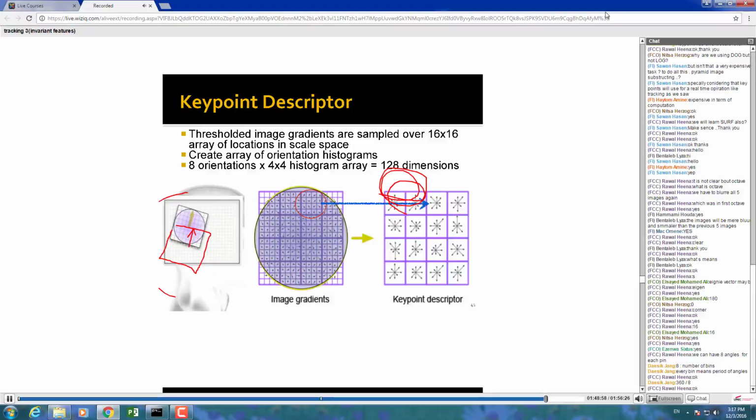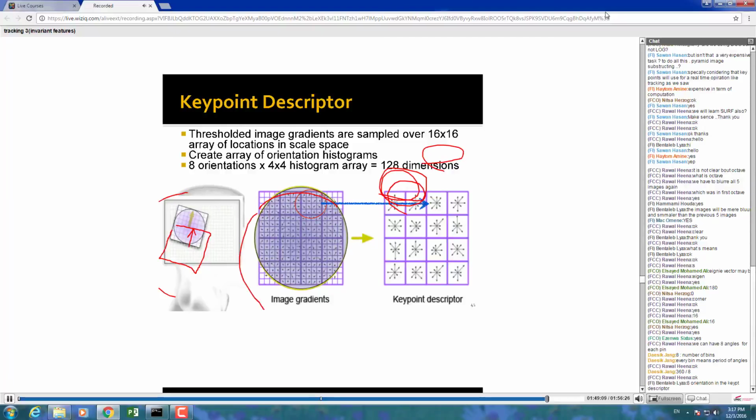Okay, so in the first image you can see, based on this dominant key point orientation, we are rotating this window based on this rotation. And then on top of this rotated window, which is a 16 by 16 pixel window surrounding the key point, we can generate this 128-dimension descriptor.